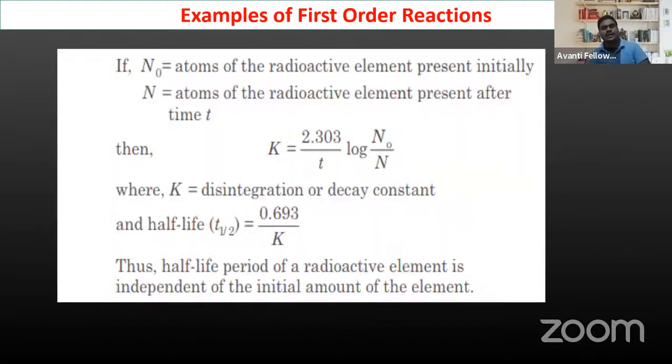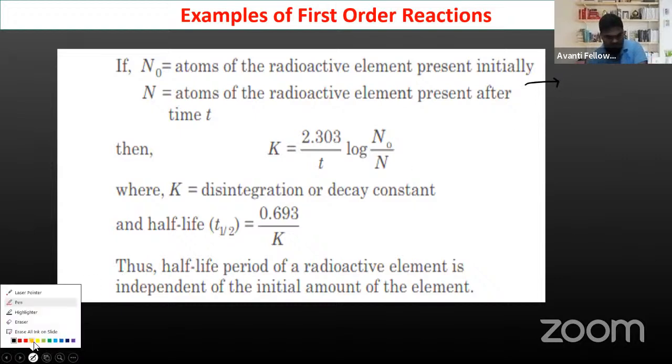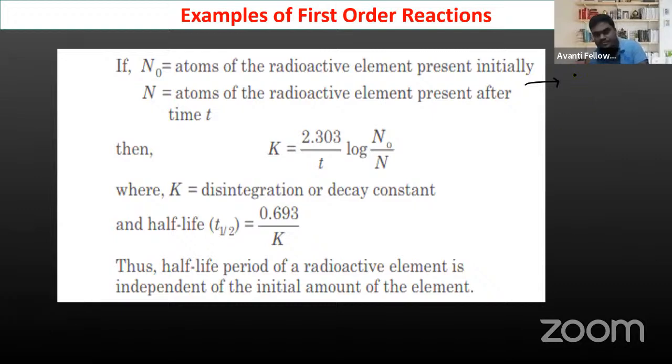Now, let's see an example of the first order: if N₀ is the number of atoms of a radioactive element, we are going to study this in nuclear chemistry. So this is part of nuclear chemistry itself.